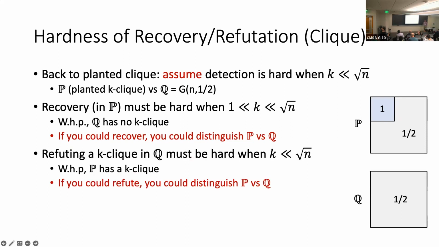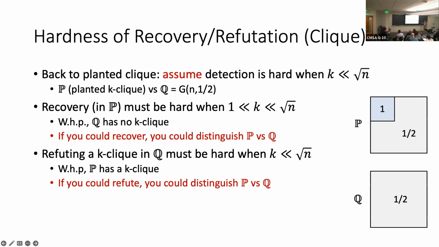And a similar argument happens for refutation. So assuming again that detection is hard, refuting a K clique is also hard. You know, refuting a clique of this size, K less than root n. Why is this? It's a similar reason: this one by design has a K clique, this one doesn't. And so if you could refute, you could distinguish these two, right? How do you do it?